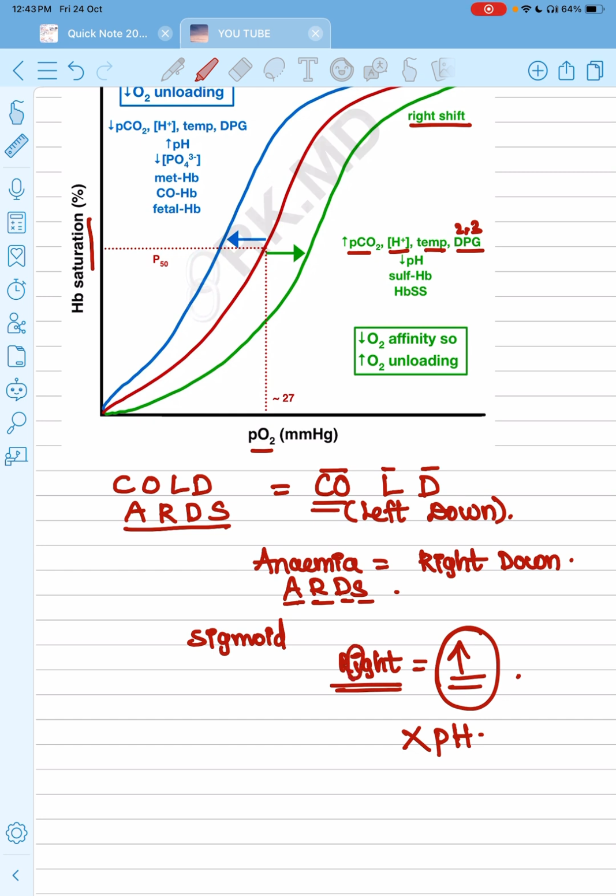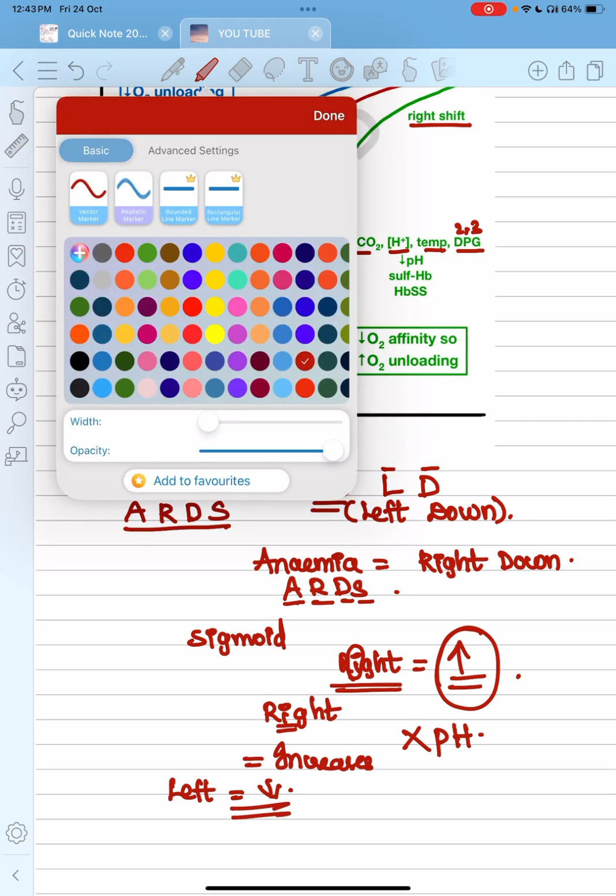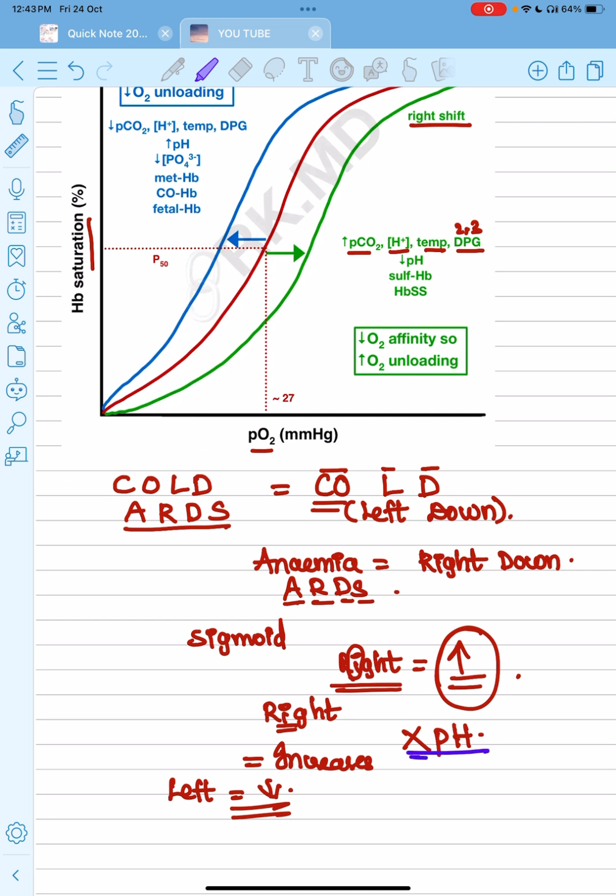So here you can see in the spelling of right, that is I. So based on that also you can remember that everything which increases causes rightward shift. In left there is no I. So everything that decreases will cause leftward shift. The only thing you have to remember here is the pH. For pH, this increase will not satisfy. So that should be decreased pH.